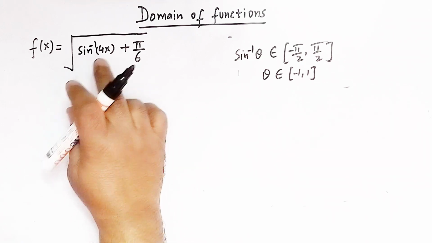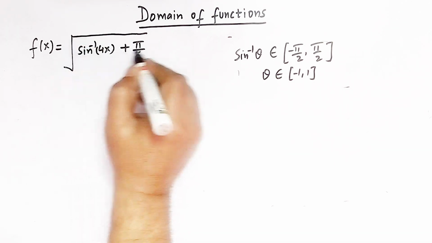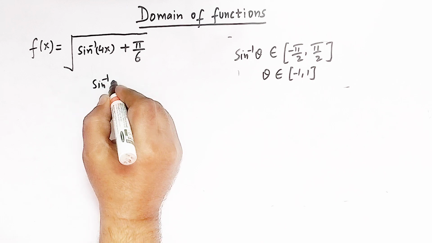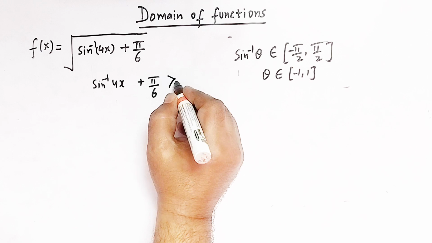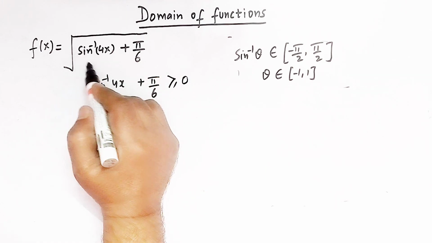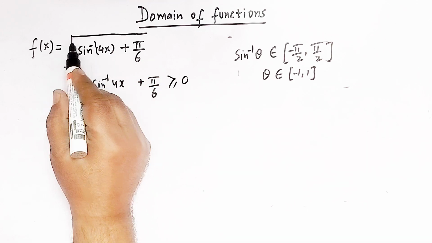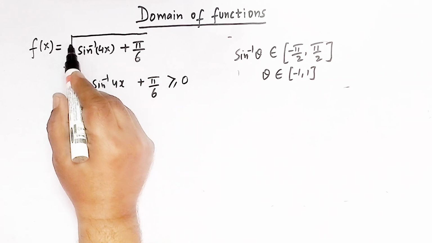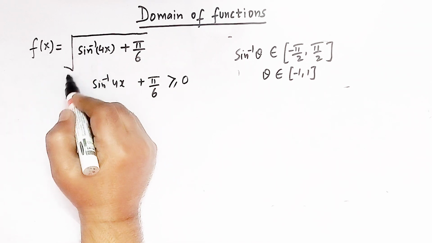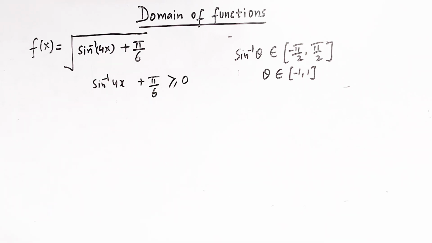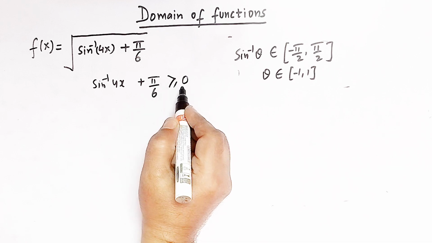Okay, so now here we have the square root sign. So the first condition is that this entire term, that is sine inverse 4x plus pi by 6, should be greater than or equal to 0. So this term should be either 0 or positive, because we cannot have a negative number inside the square root sign, because in that case the number becomes a complex number, right? Okay, so sine inverse 4x plus pi by 6 should be greater than or equal to 0.